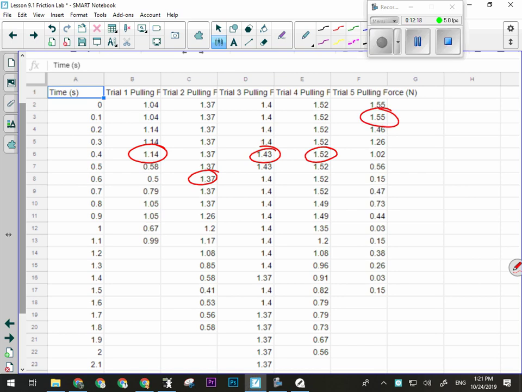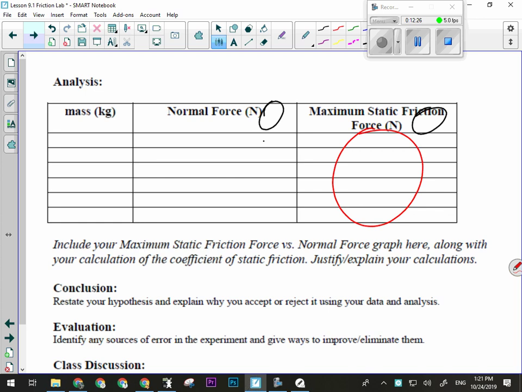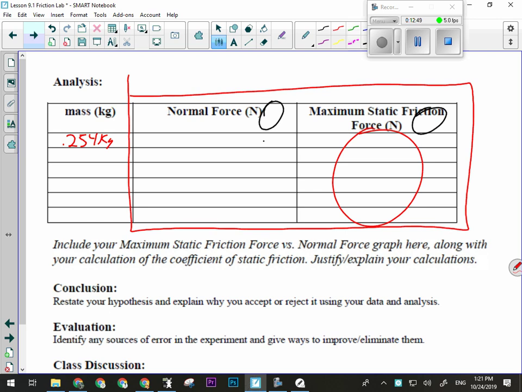All right, so now I've got my maximum forces. I take those numbers and I put them here. Everybody with me on that? I'll already have my normal force numbers because they're going to be the mass of the sled. For the first trial, it was just the sled, so 0.254 kilograms times 9.81. Then I'm going to make a graph of these 2 columns. I'm going to put them in Google Sheets and make a scatter plot of that data.